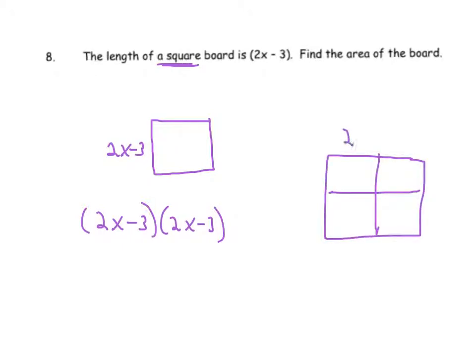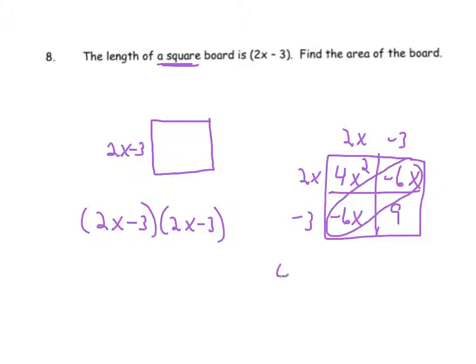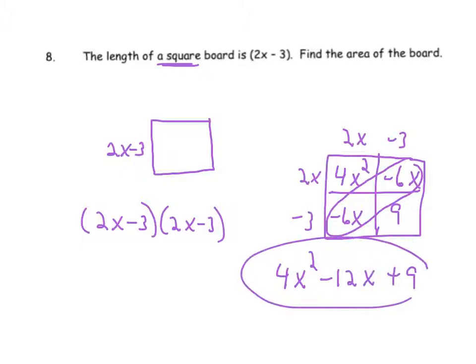So I get 2x minus 3, 2x minus 3. Multiply that together, 4x squared, negative 6x, negative 6x, and then positive 9. Combine like terms, 4x squared minus 12x plus 9 would be your answer.